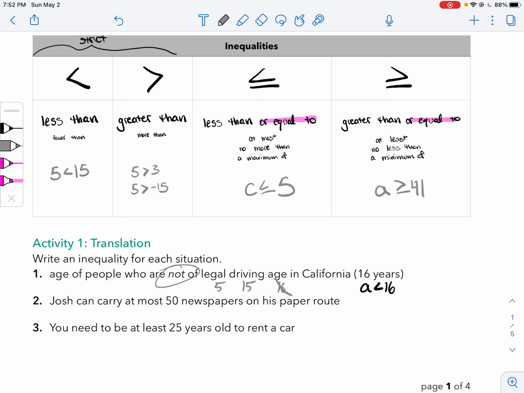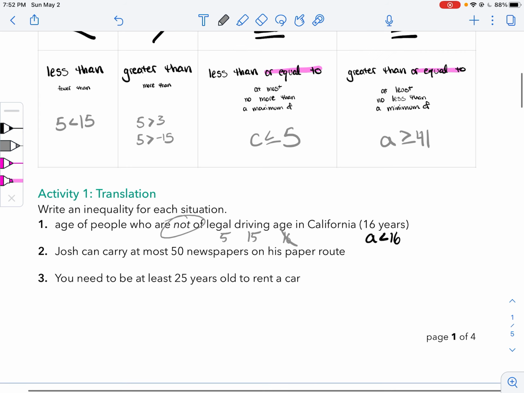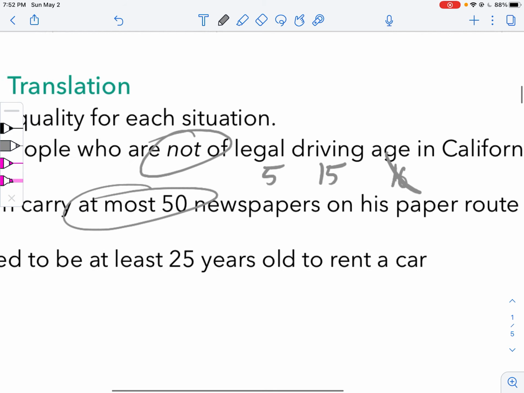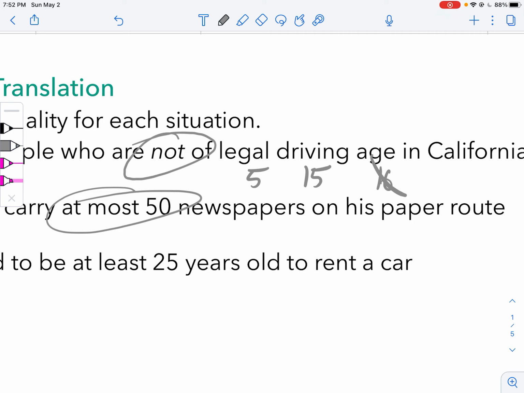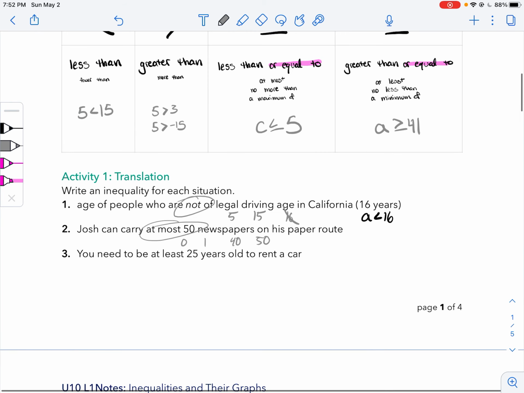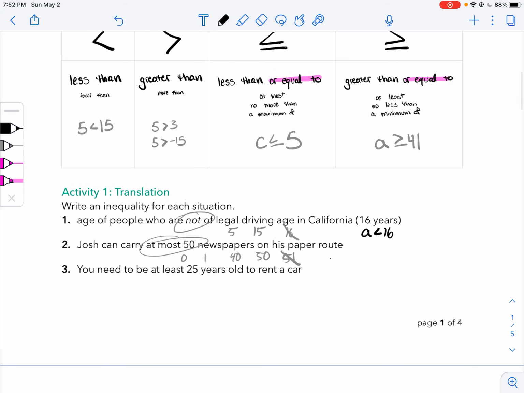Next, we've got our friend Josh. Josh can carry at most 50 newspapers. Okay, so that means he can carry 50. He can carry 40 papers. He can carry 1 paper. He can carry 0 papers. But he cannot carry 51. So that tells us that the number of papers he can carry is less than or equal to 50.